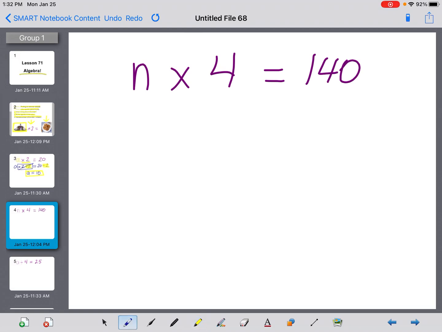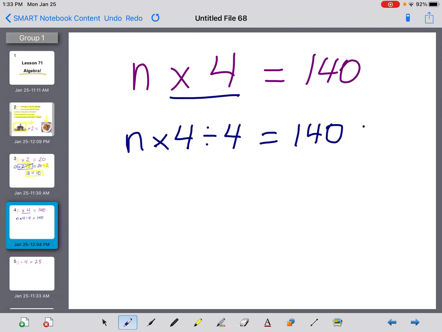All right, so let's do another example with multiplication. We have n being multiplied by 4, and we know that the end result is 140. So you start out by thinking, what is being done to the letter n? Well, it's being multiplied by 4. So we have to do the opposite thing. So you first start by writing it out, n times 4. We want to get rid of that. So we divide by 4.